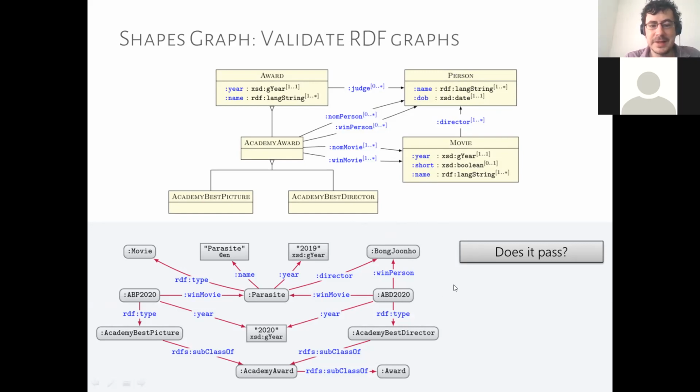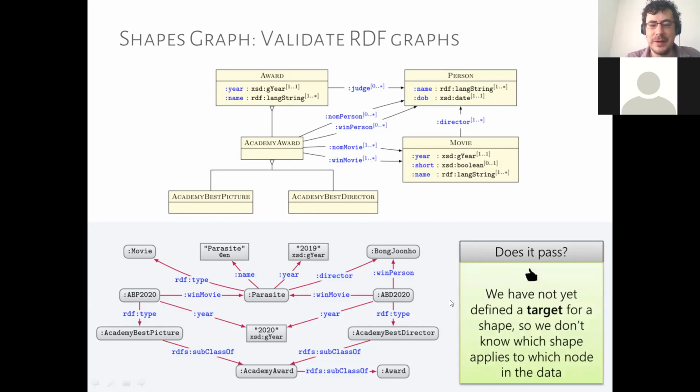So right now it passes because we haven't done that. We haven't connected the shapes yet to the nodes in the graph. So it means that we haven't defined what's called a target for the shapes. So we don't know which shapes apply to which nodes in the data. So if there is no target, then it means that we're not applying any shape to any node, and therefore it kind of passes trivially. So, okay, how do we define a target is the next question.